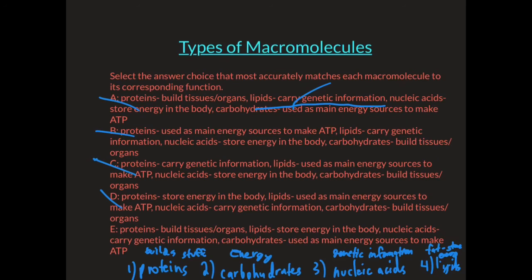Now at this point, you don't even have to read the last choice, but honestly I would recommend you still look through it just in case, because sometimes you make a silly mistake and accidentally overlook something. We've already eliminated all the other choices, but let's go through this to double check. Proteins used to build tissues and organs, that's correct. Lipids store energy in the body as fat, that's correct. Nucleic acids carry genetic information, that's correct. Carbohydrates used as main energy sources to make ATP, that's correct. So we know that E is our correct answer.